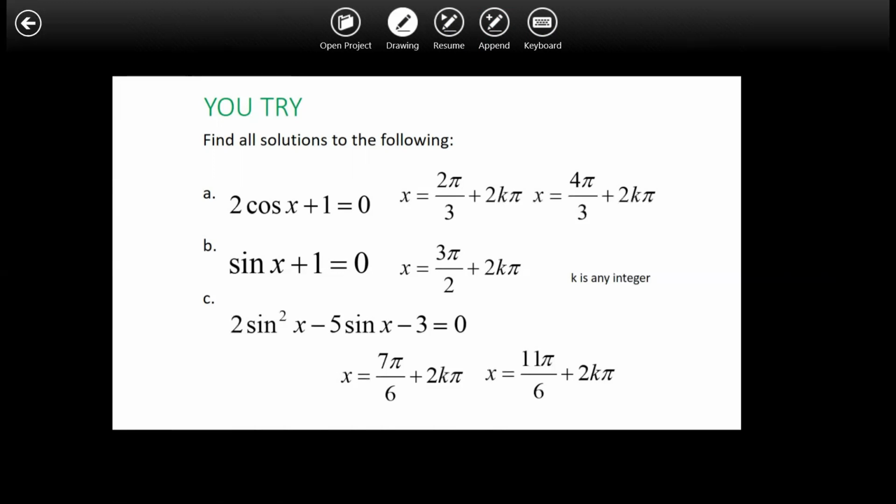We should get the top one where cosine is equal to negative 1/2. And 4 pi over 3 is negative 1/2, but cosine doesn't exist. So that solution is technically not true. But I'm not going to trip about it. Okay, so here we go.